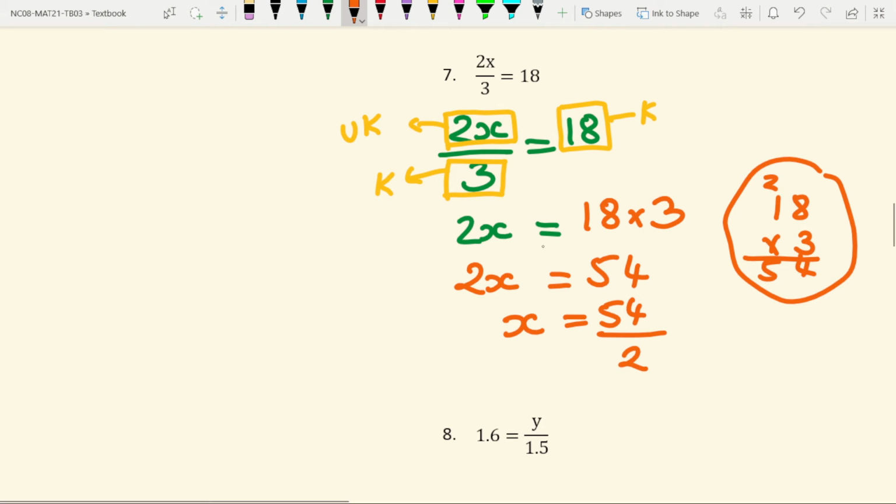We can cancel 54 and 2. To cancel 54 and 2, 2 1s are 2 and 2 2s are 4. Because we needed 5, the carry will be 1, so 14. So 7 2s are 14, so the answer is 27. 54 divided by 2 is nothing but x is equal to 27.